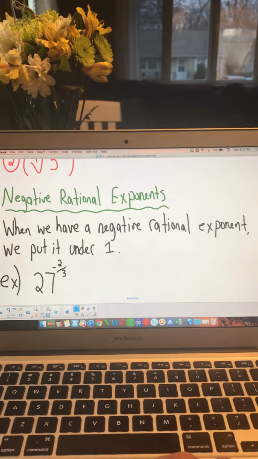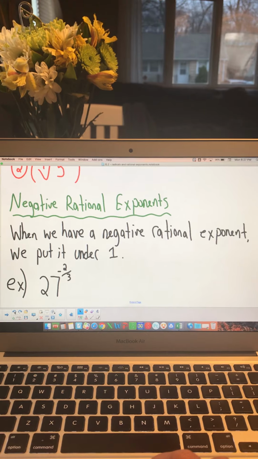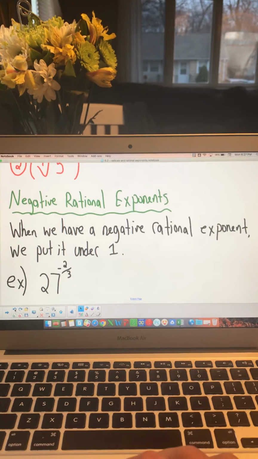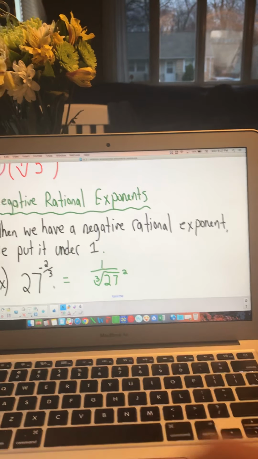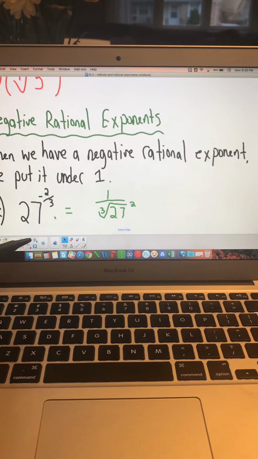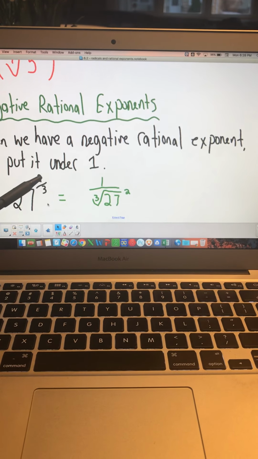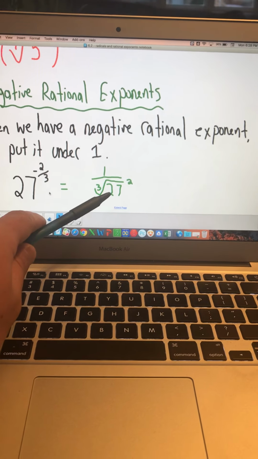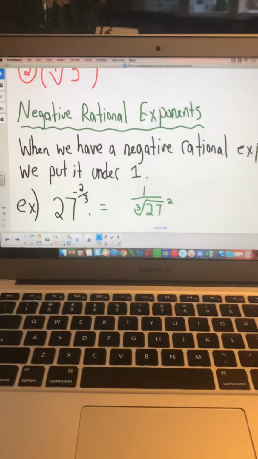So for us, same concept, but now we have a negative exponent. And we talked about negative exponents. We can make them positive by moving their location in the fraction. So we know this is really under the imaginary 1. So because it's negative, we're moving it to the bottom. Because it's a 2/3 as an exponent, cubed root of 27 squared.